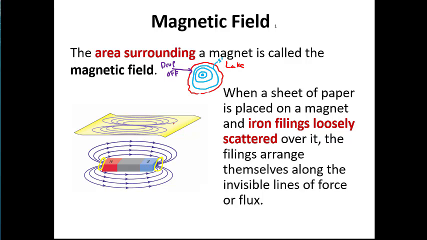You can create these by taking a piece of paper and putting it over a magnet and then dropping iron filings onto the paper, and you'll see how the iron filings will line up to show these field lines.